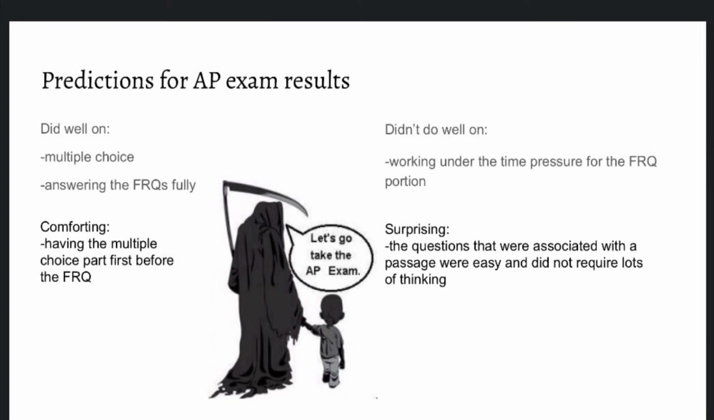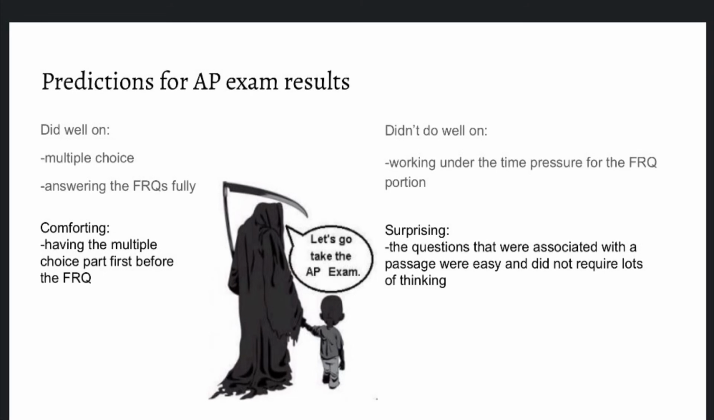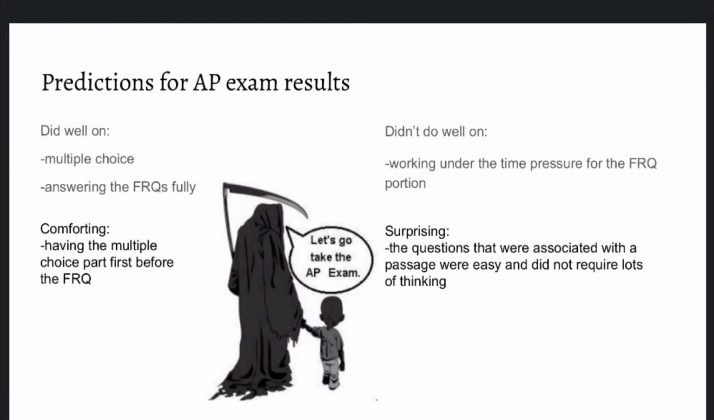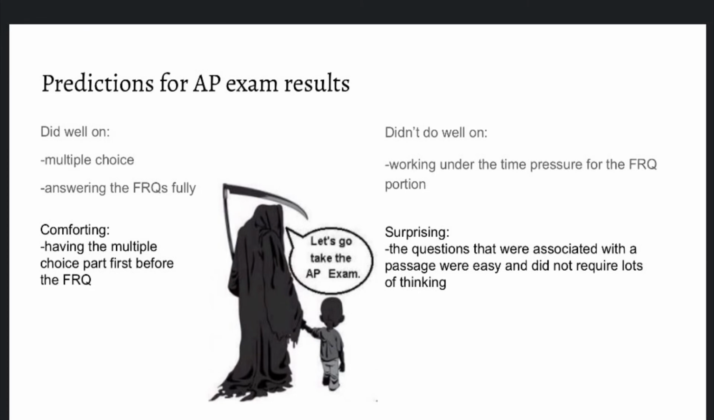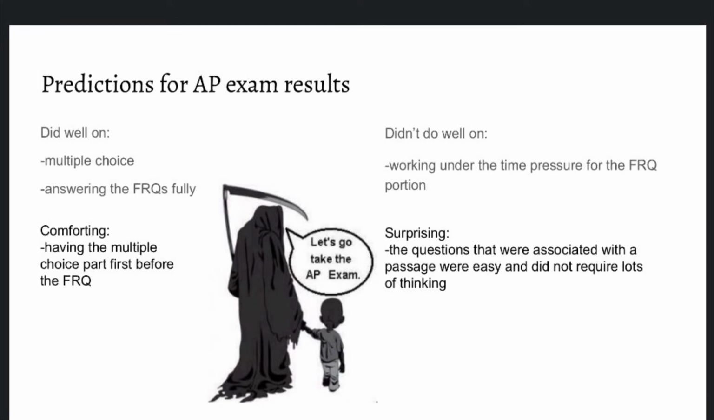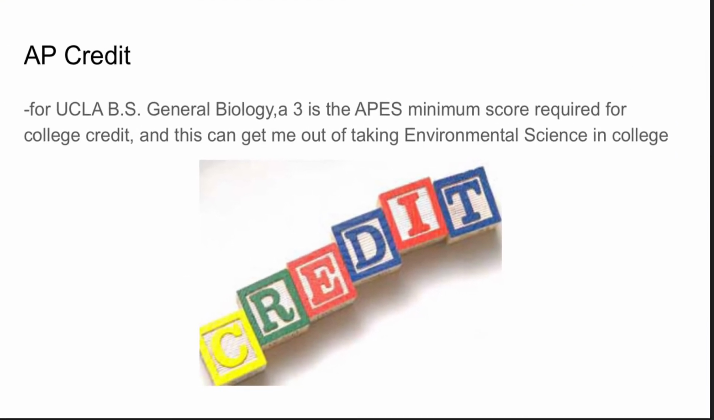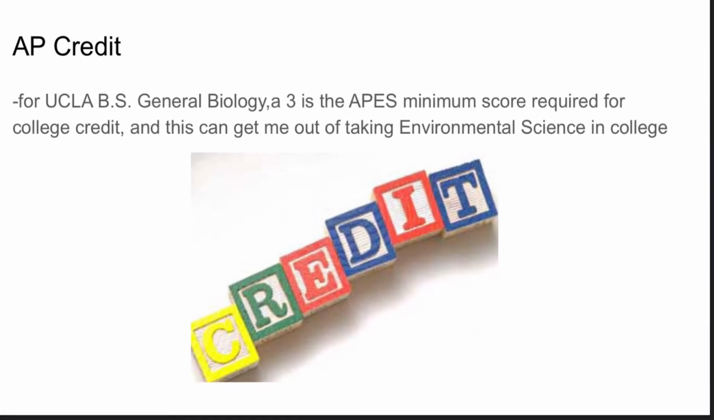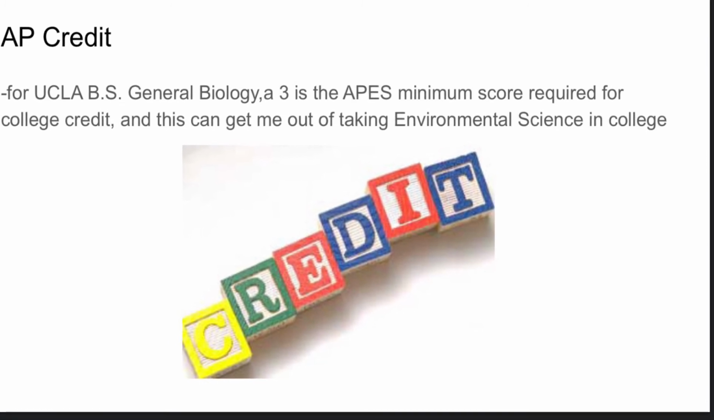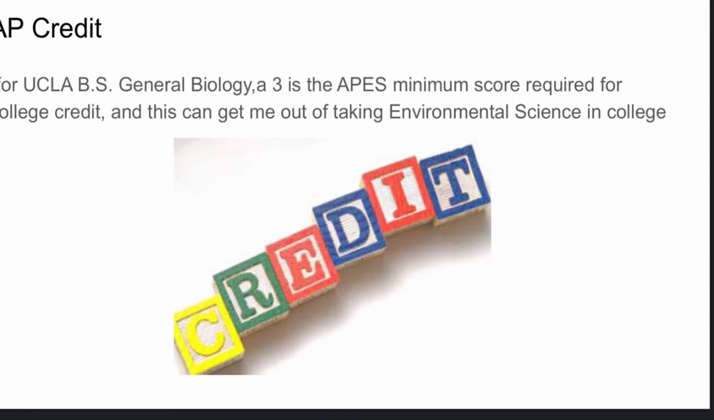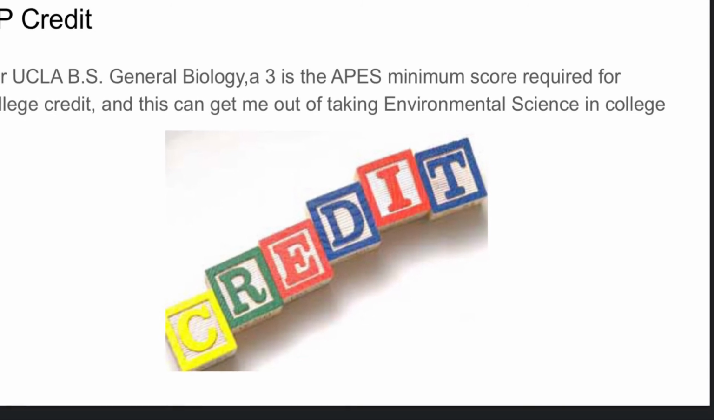One thing that was comforting about the exam was having the multiple choice part first before the FRQ so that you can gradually get in that test-taking mindset. One thing that was surprising about the exam was that the questions that were associated with a passage were relatively easy and did not require lots of thinking, and the answers were taken directly from the text. For UCLA BS General Biology, a 3 is the minimum score required for the APES exam to get college credit, and this can get me out of taking environmental science in college.